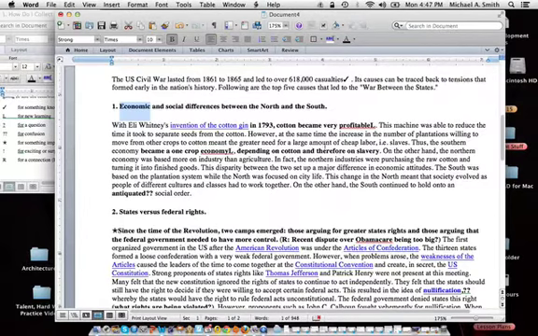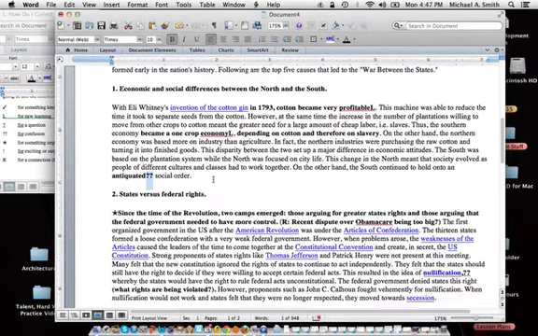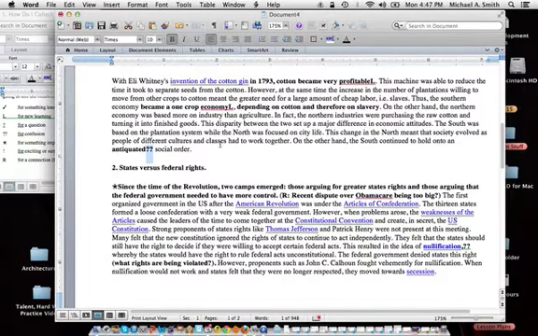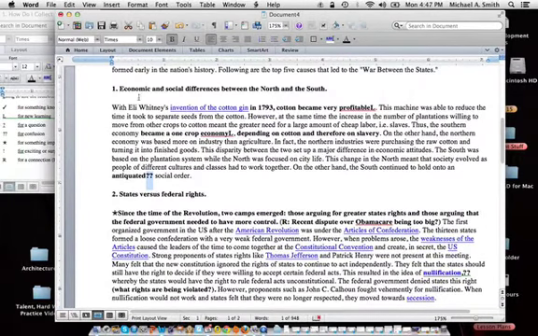As we continue reading down here, the term antiquated, let's say that caused confusion for me. I'm going to mark 2 question marks, and I can go back and maybe look that up. What does antiquated mean?